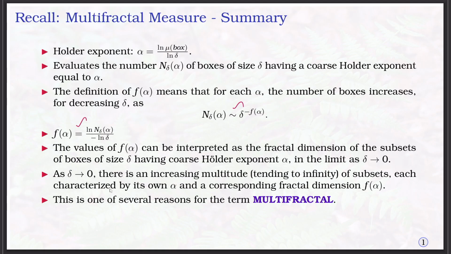As delta tends to 0, there is an increasing multitude of subsets, each characterized by its own alpha and a corresponding fractal dimension f of alpha. This is the reason for the term multifractals.